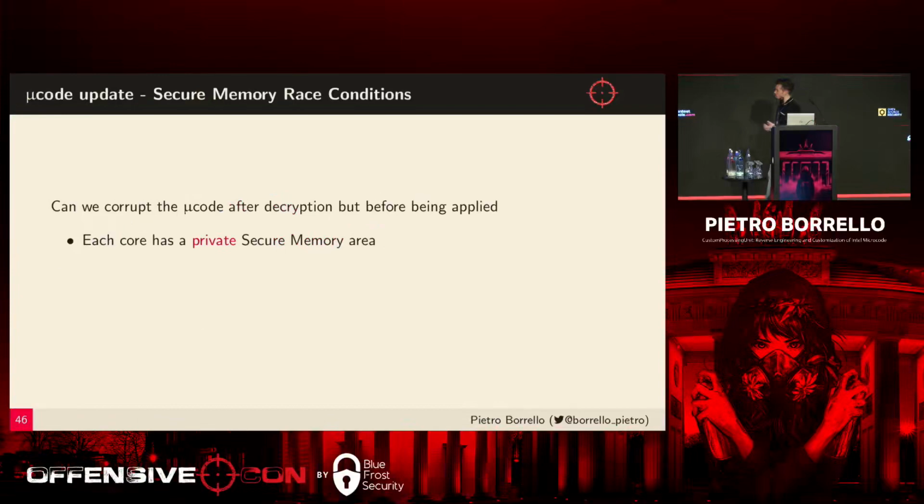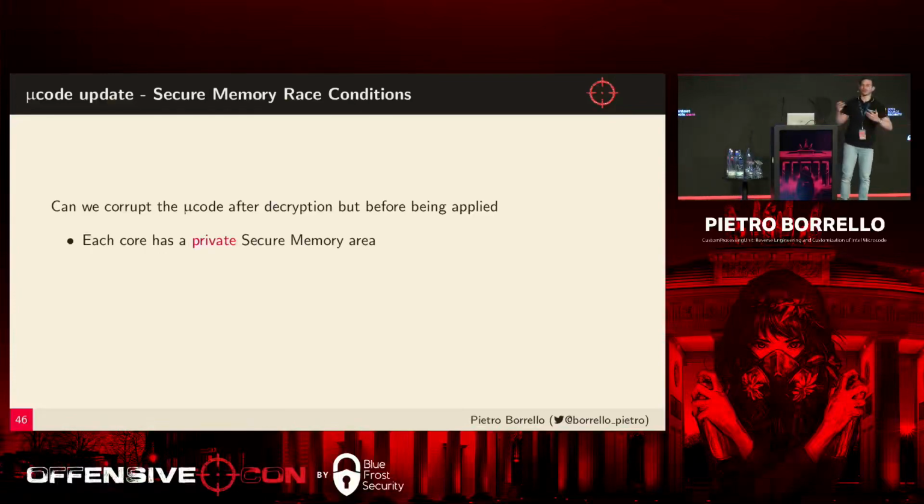So obviously, now we know about this physical address. So what do we want to do? We want to exploit it. So we can try to exploit with race conditions, for example. So the idea is to corrupt the microcode after it has been decrypted and the signature has been checked, but before it is being applied. However, this is not feasible to do, since, as I told you, each core has a private area. This is not shared.